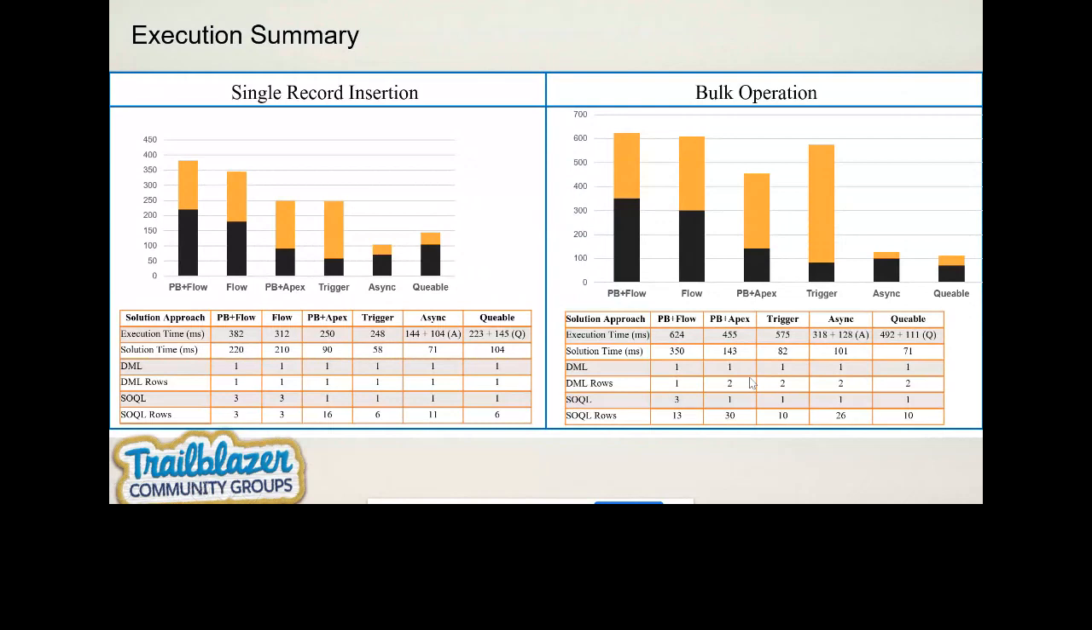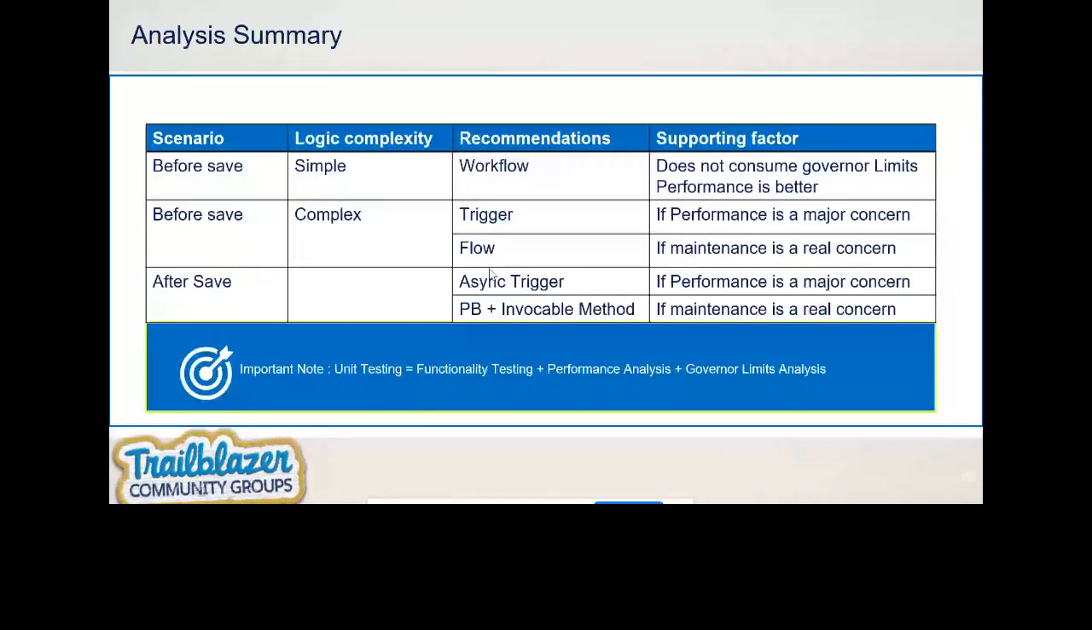For example, if your scenario is very simple and if it is a before save operation, a workflow might be better because it's not consuming any governor limits and performance is also better. But if your case is complex, you will not be able to implement that using a workflow. Then better to consider either trigger or flow, but not a PB because the performance is better in triggers and flows. But if you don't have enough time to implement a trigger, or if you consider the maintenance cost for a trigger, you can go ahead with a flow always. No need to write a trigger. But if your major concern is performance, then definitely trigger will be the better option.